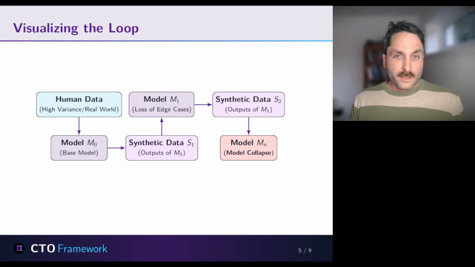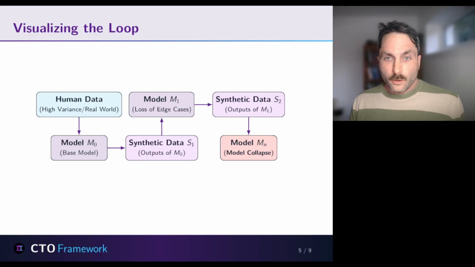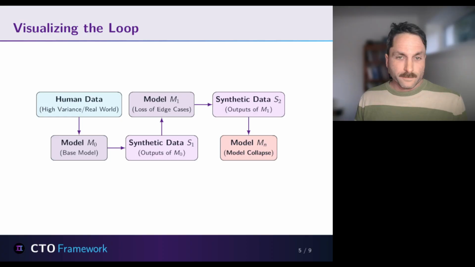Okay, this is a visualization of that loop. The diagram shows what researchers call the autophagous, or self-eating, loop. And I want to highlight two things here. First, notice the real human data only enters at the very beginning, feeding the model M0. After that, we are completely off the grid. Model M1 is trained on S1, which comes from M0, and model N is trained on S2, which comes from M1.